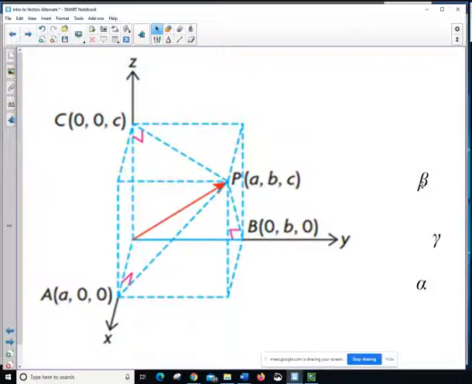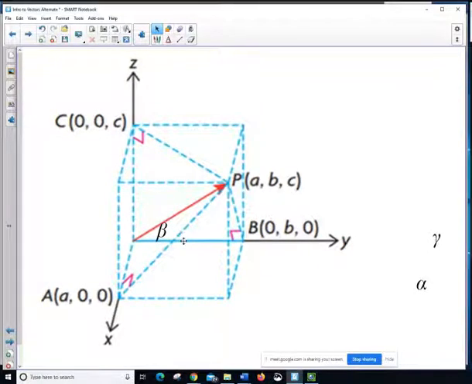Okay, so beta is going to be the angle from the vector to the y-axis. Okay, and so again, what do we have? Here's our right angle. So our hypotenuse side is still the vector, and this side length, which has length b, is the adjacent side. So the way we define the direction of this vector is using three angles.